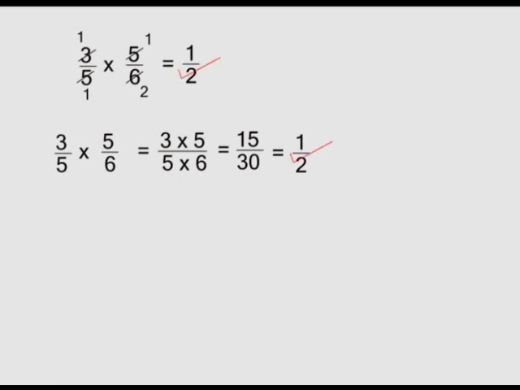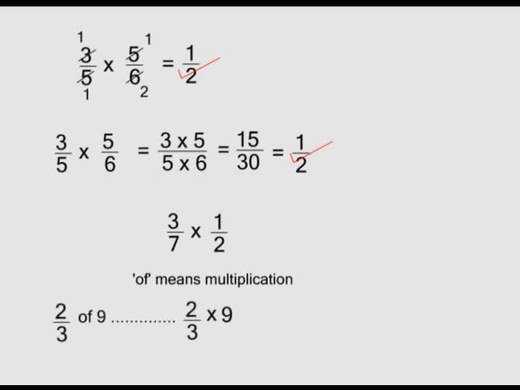And if we simplify that, we'll end up with 1 over 2. But it is not always that the digits will cancel out and you will be forced to follow the long method. For example, 3 over 7 times 1 over 2. No digits can cancel out. Notice that when "of" is used in a question, it means multiplication. So 2 over 3 of 9 simply means 2 over 3 times 9.